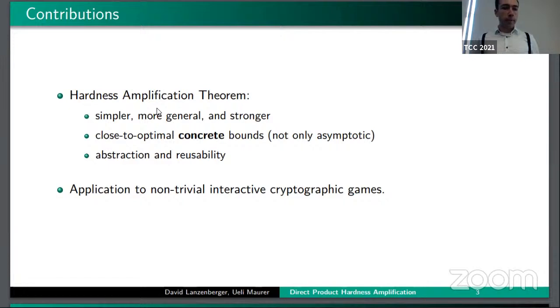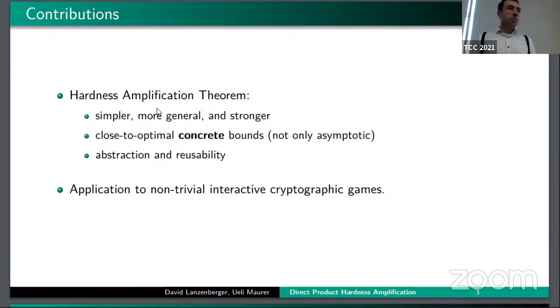So we prove an abstract hardness amplification theorem that is simpler, more general and stronger than previous theorems of the same or similar kind. And our focus is twofold. First, we try to provide close to optimal concrete bounds as opposed to just asymptotic ones. The idea is that the asymptotic results just follow as simple corollaries to these concrete bounds that we give.